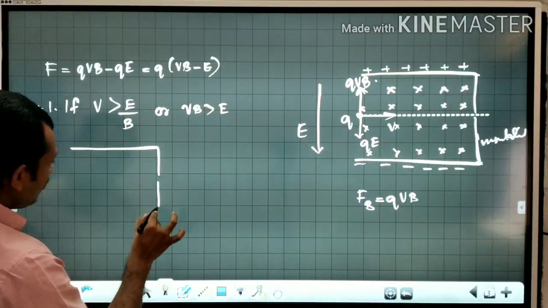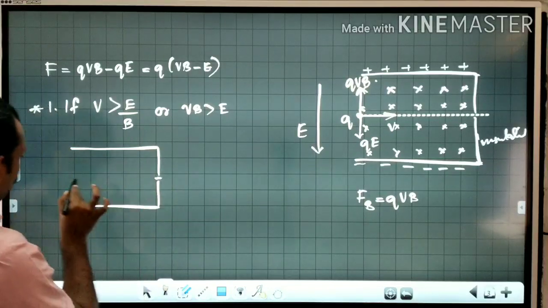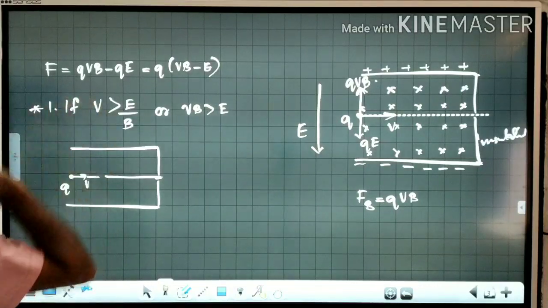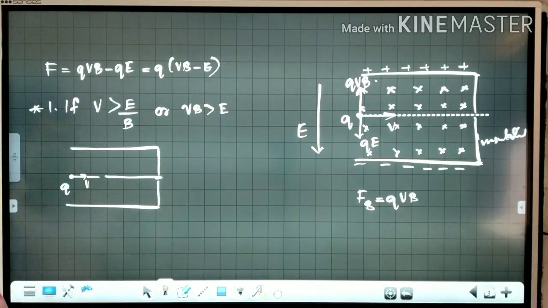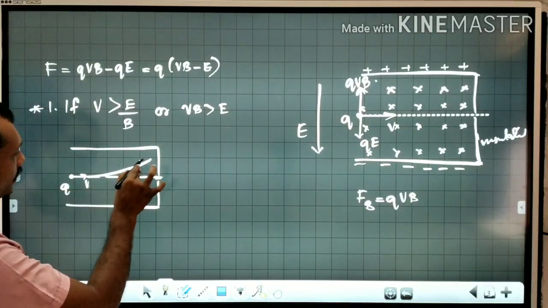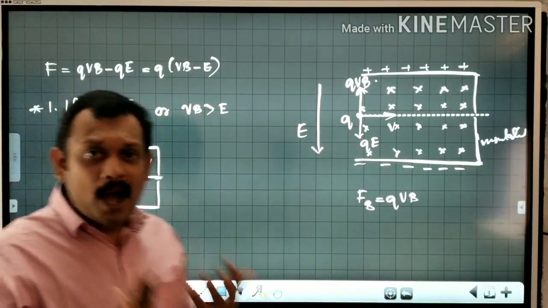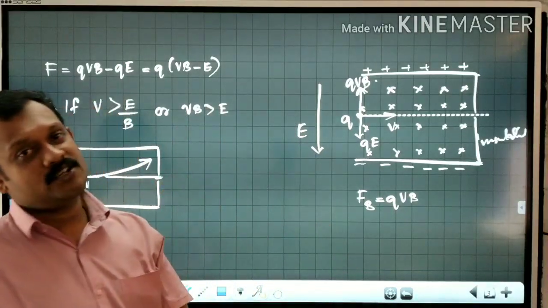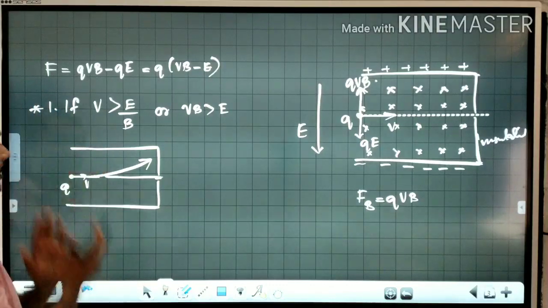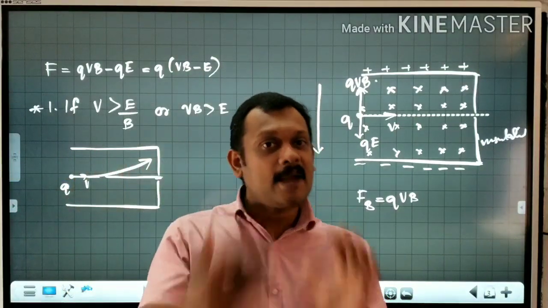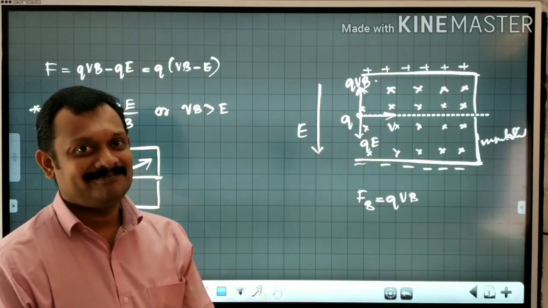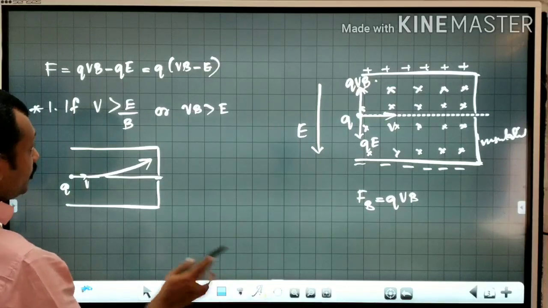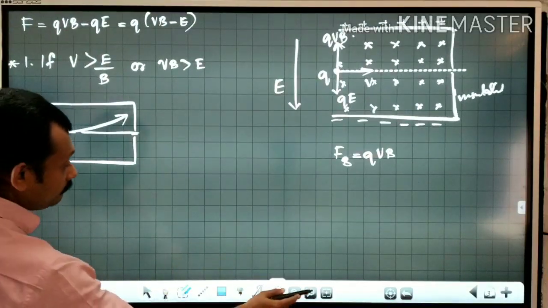So a charged particle coming like this, here there is only a narrow opening. The charged particle coming with this velocity V, what will happen to this charged particle? It will be deflected upwards. This charged particle will be deflected upwards and is unable to come out of the field, out of the selector. The particle is unable to come out of the selector. Ready? That's the situation if V is greater than E by B. If you have any doubts, ask me, don't forget. Okay.